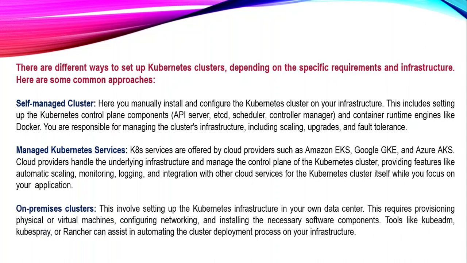The third one we have here is on-premise clusters. For the setup, it involves setting up the Kubernetes infrastructure in your own data center. It will require you to provision physical or virtual machines.